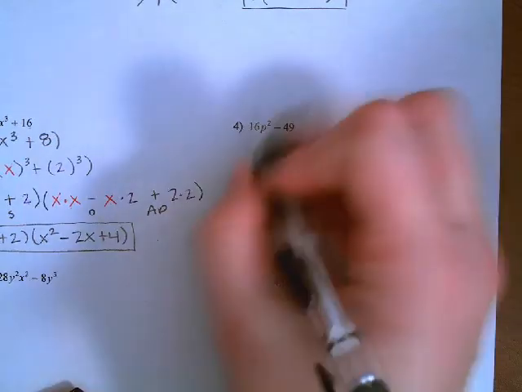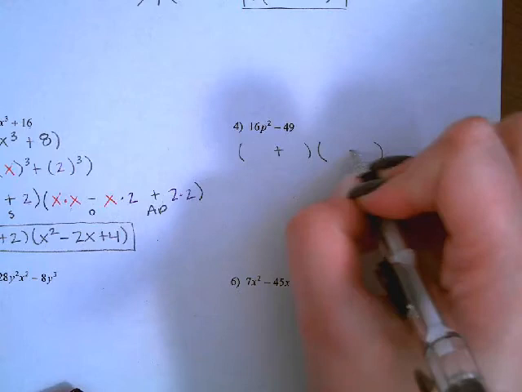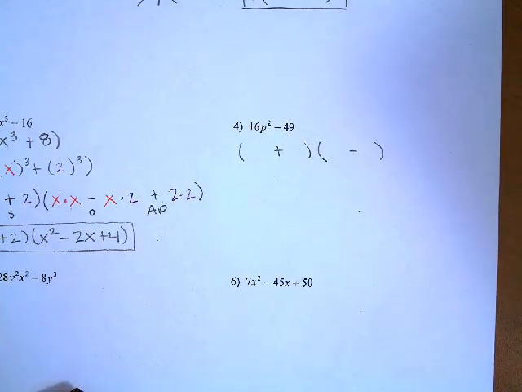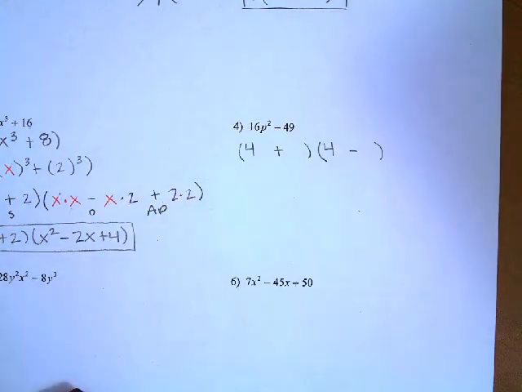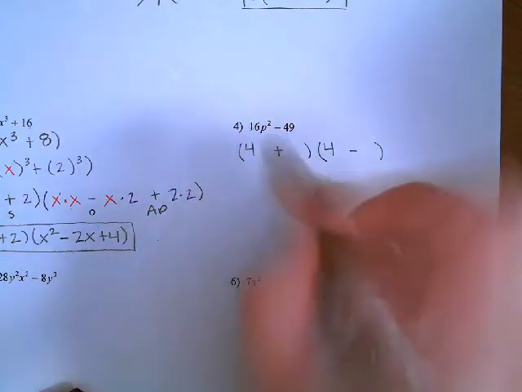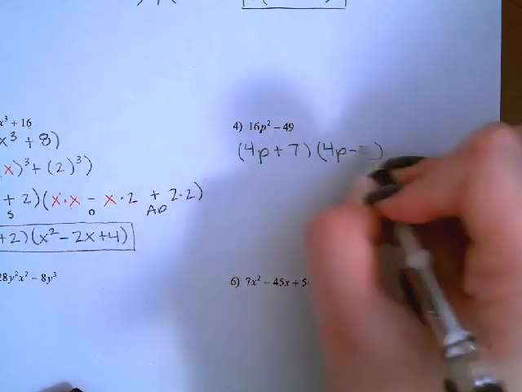So I'm going to write 2 sets of parentheses, one with a plus, one with a minus. The square root of 16 is 4, so I'm going to put a 4 in each spot. The square root of p squared is p. The square root of 49 is 7. And that's it. I'm done.